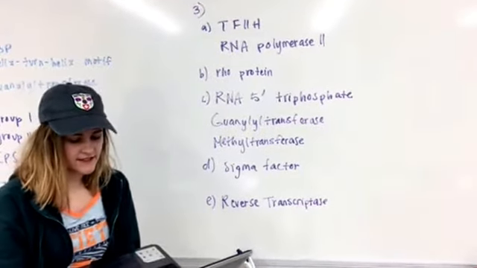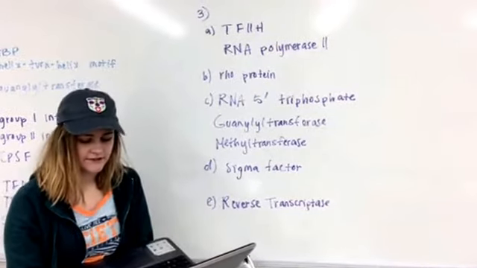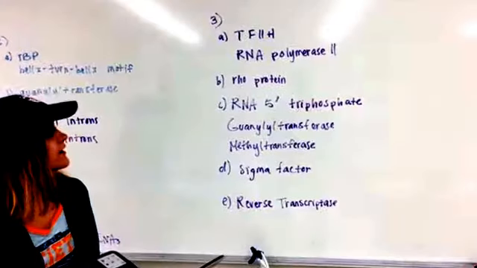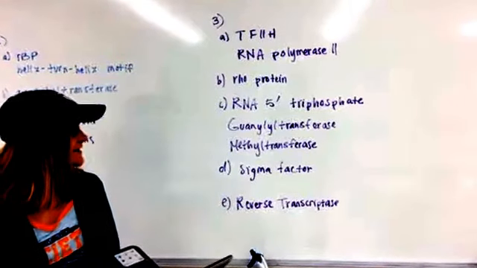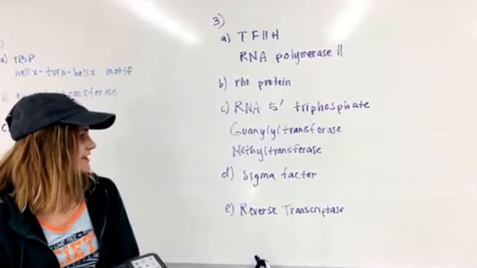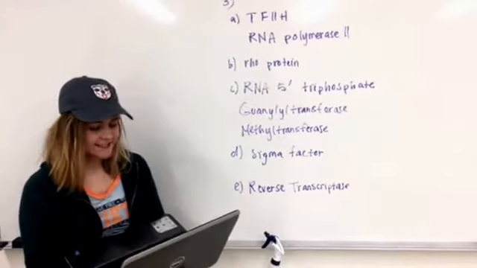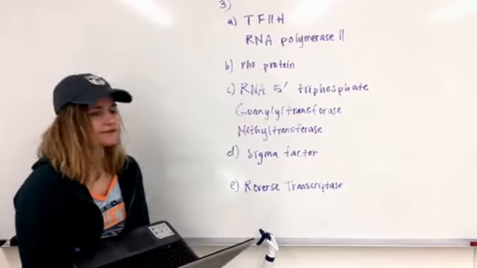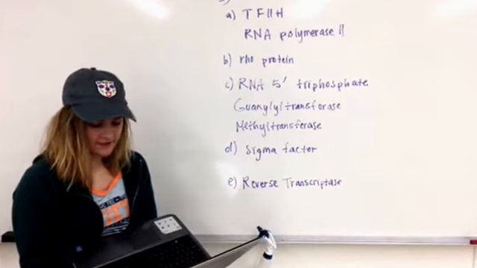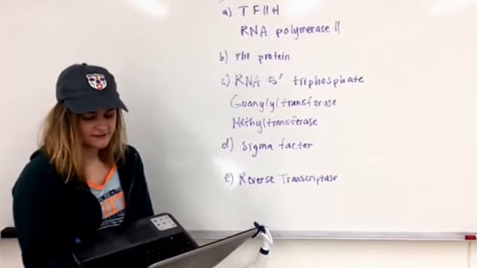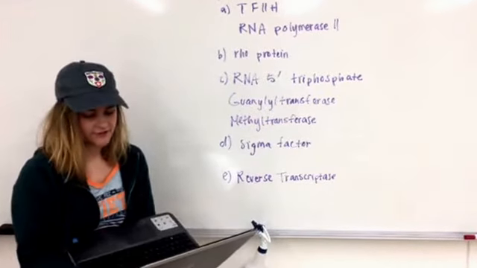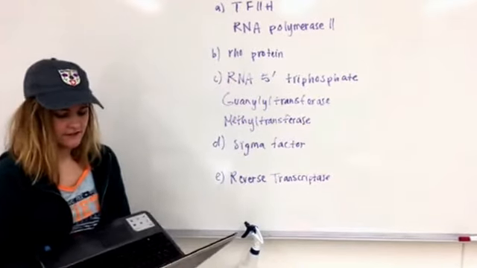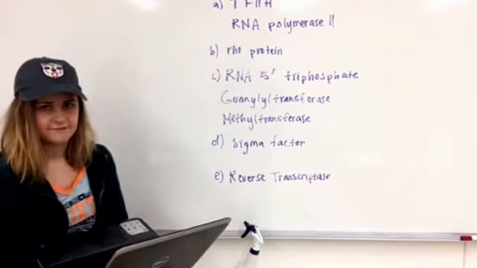For C, it asks for 3 molecules in eukaryotes that function during RNA modification as ribozymes, which we got RNA 5' triphosphatase, guanylyl transferase, and methyltransferase. And for part D, it asks for 1 protein in prokaryotes that acts as a transcription factor, and we got the sigma factor. And for part E, it asks for 1 enzyme in eukaryotes that synthesizes a long string of identical RNA nucleotides, but does not use a DNA strand for RNA synthesis. And for that, we got RNA transcriptase.